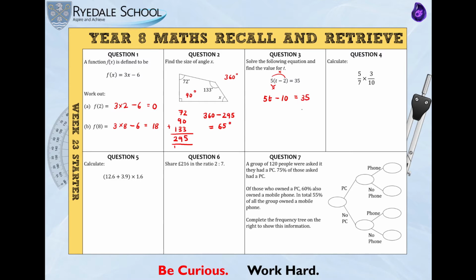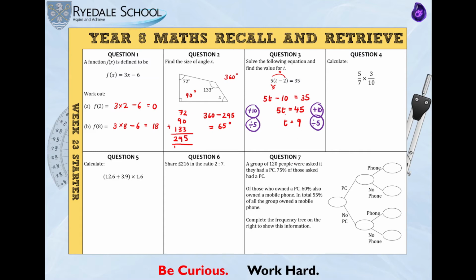I'm going to use some inverse operations. The inverse of take away 10 is add 10. So I am going to add 10 to both sides of my equation. If I add 10 to both sides, it becomes 5t equals 45. And my final inverse is to divide each side by 5. When I divide by 5, t equals 9.